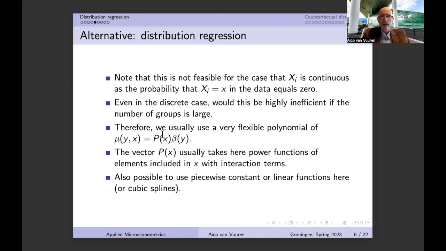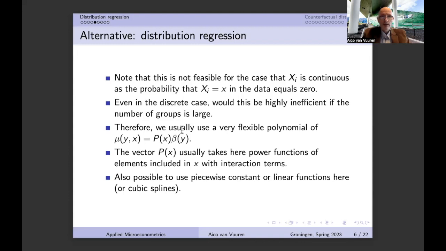It's going to be equal to px multiplied by beta y, where px is now going to be some kind of power function of the elements of x that we have included. So that means we can include x, x squared, x to the power 3, etc. It's also possible to use a piecewise constant or a piecewise linear function or even cubic splines over here. We can do it as flexible as possible, but the whole idea is that we make a restriction that mu yx should always look like px multiplied by beta y, where beta y is just a set of coefficients that we're going to get.